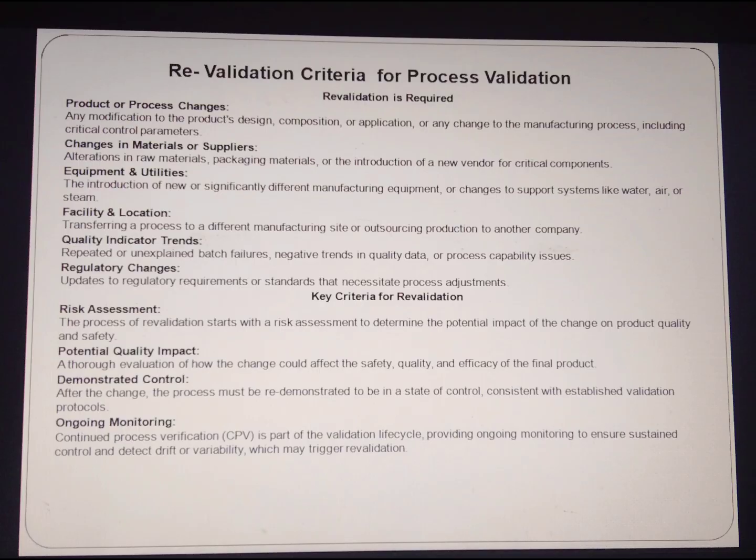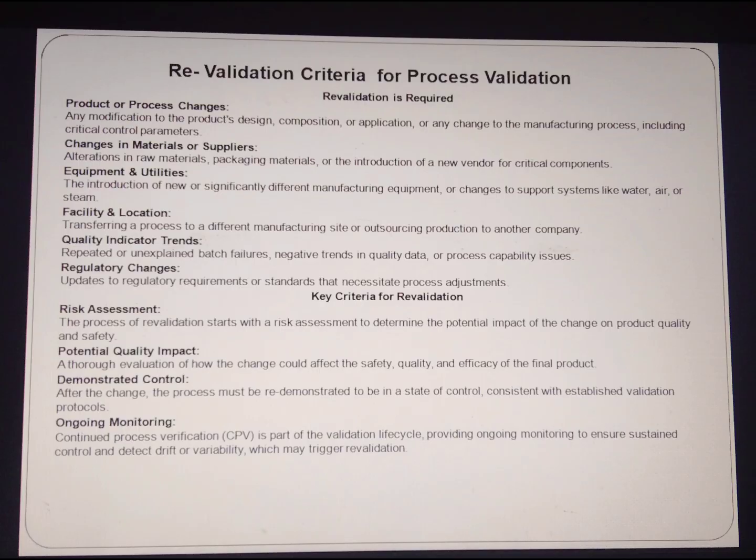Key criteria for revalidation. Risk assessment. The process of revalidation starts with a risk assessment to determine the potential impact of the changes on product quality and safety. Potential quality impact: a thorough evaluation of how the change could affect the safety, quality, and the efficacy of the final product.